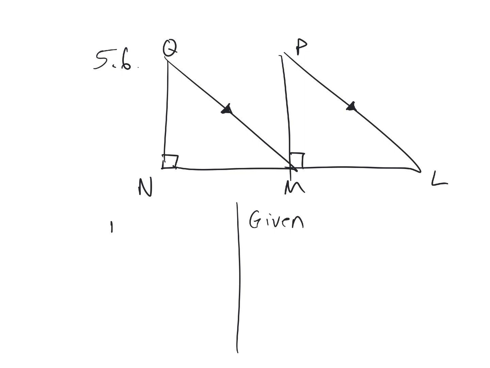Given that M is the midpoint of NL, and it shows the parallel part and the perpendicular stuff. So that's all listed in there as the given.